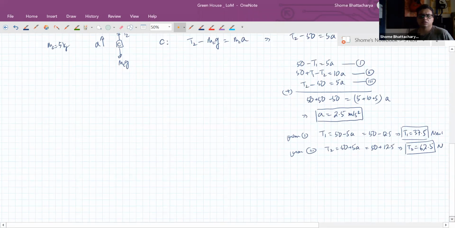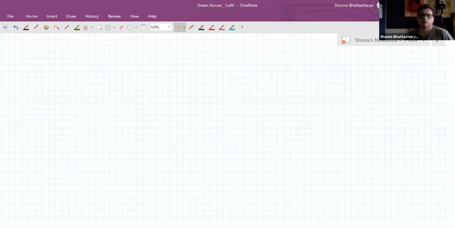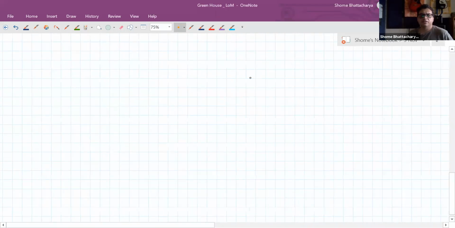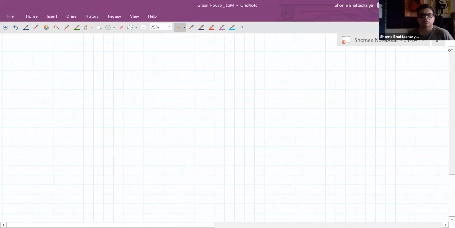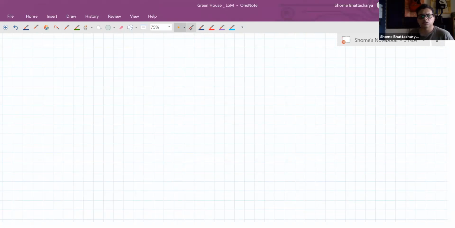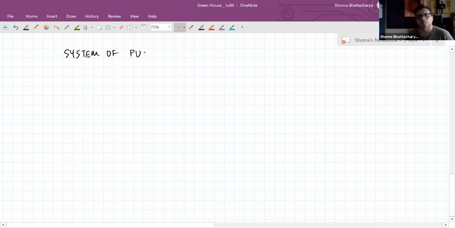Okay, now the next thing for us, the next type of problem, and pay very close attention here, is a situation where we have a system of pulleys. So there is an additional concept that we have to apply in these types of problems, and we'll understand that in just a moment.